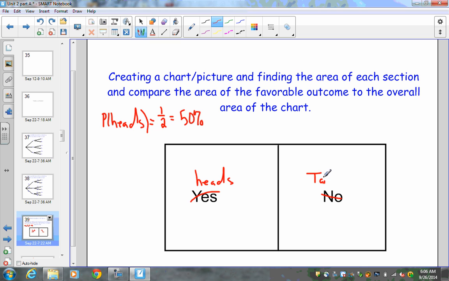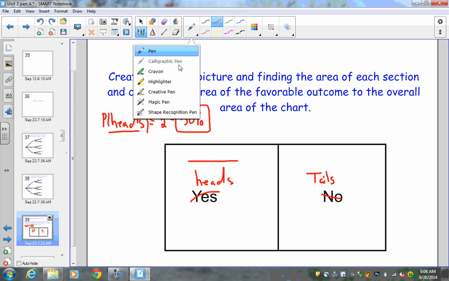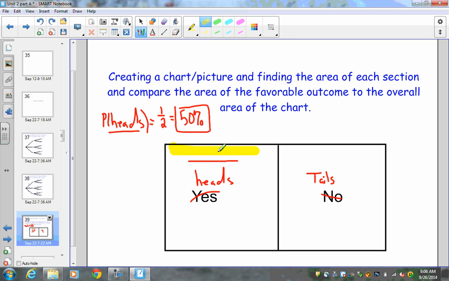And so if the probability is 50% for heads, that means in my area model, the heads square, which I'm highlighting right here, should be 50% of the entire model. Once again, just another way to display information when it deals with probability.